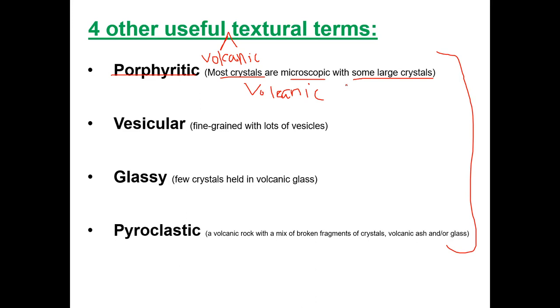Porphyritic textures, microscopic with some very large crystals. Vesicular means you have a lot of fine grain, a lot of vesicles, which are like bubbles or little holes in the rock. Glassy is like obsidian. It's made of volcanic glass that was a fast cooling, usually very high silica melt that did not have time to crystallize fully, and so it contains a lot of glass. Pyroclastic is a rock made out of volcanic ash. Usually it's a mishmash of different broken crystal rocks that maybe the ash flow picked up, but mostly all held together with ash. Okay.